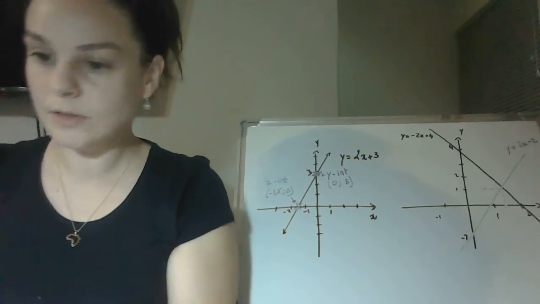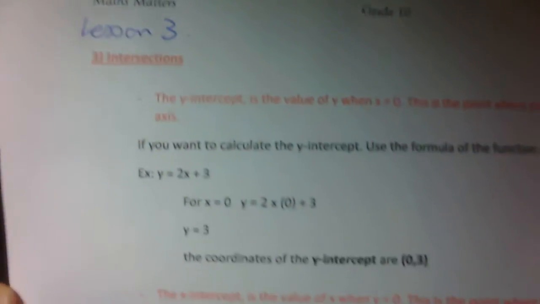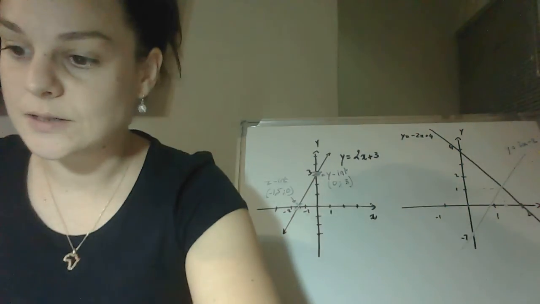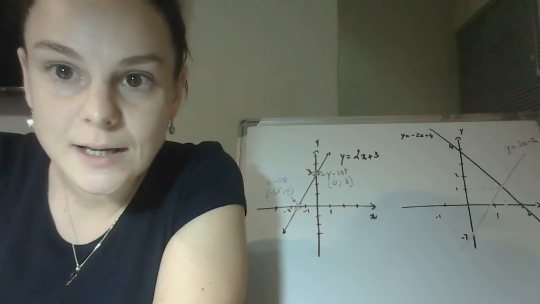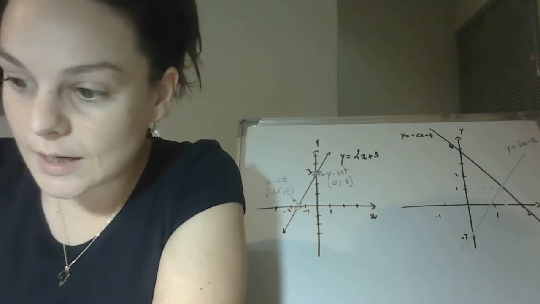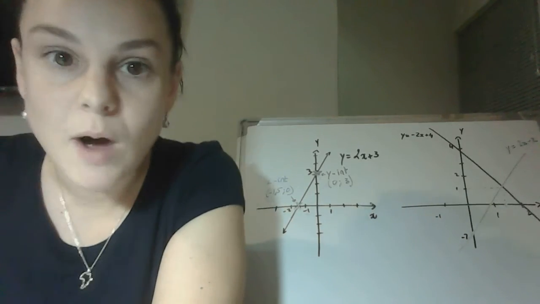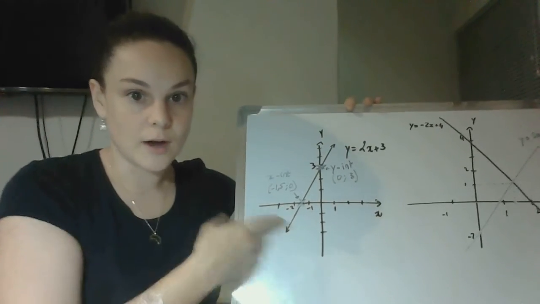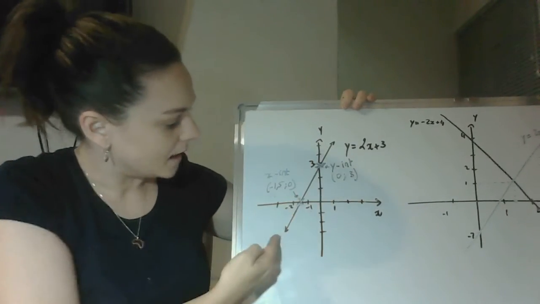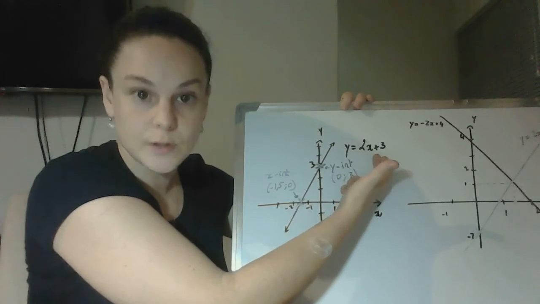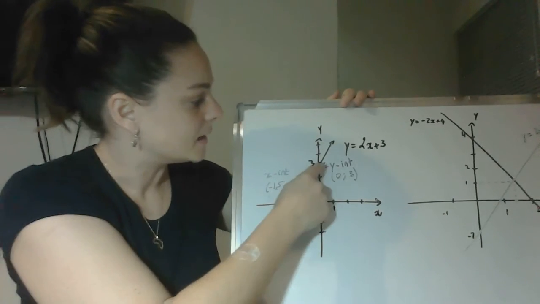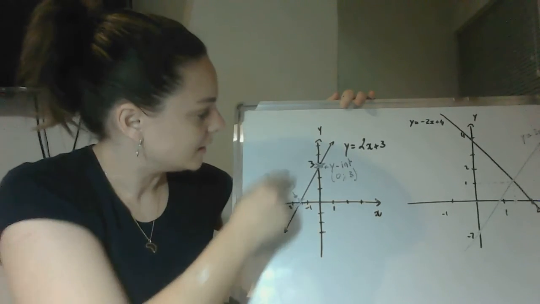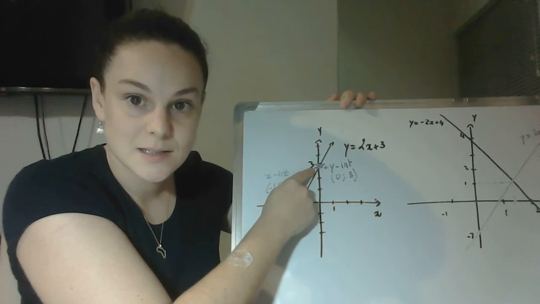Let's write these 3 intersections together. The y-intercept is the value of y when x equals 0. This is the point where the graph crosses the y-axis. If you look at the graph here, we have a straight line, for example 2x plus 3, and the y-intercept is the exact y value where this line intercepts the y-axis.